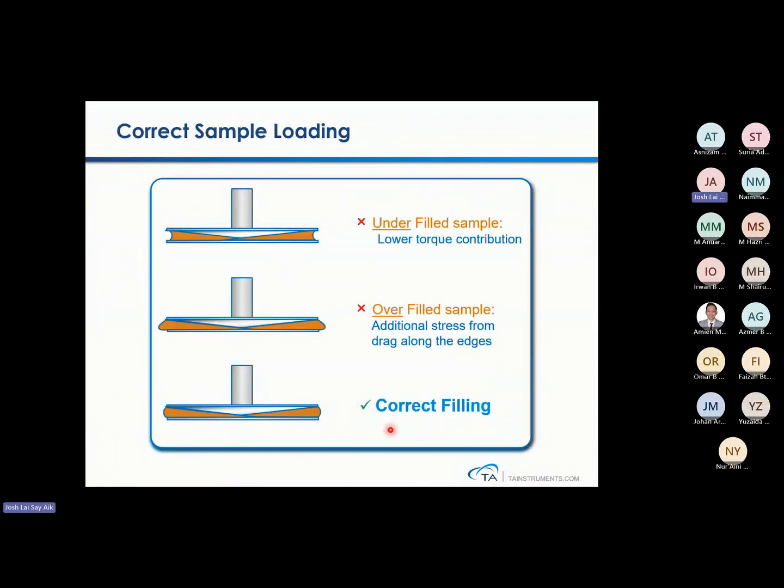So for the sample loading part, regardless of whether you are using cone and plate or parallel plate, please do not over trim a sample up to this stage, because the majority of the sample thickness is coming from these parts. Overfill is better than underfill, but if you have a very sticky sample, you may get a drag along the edge, which could induce a slight increase in your viscosity or modulus measurements. So typically you need to have a correct filling.